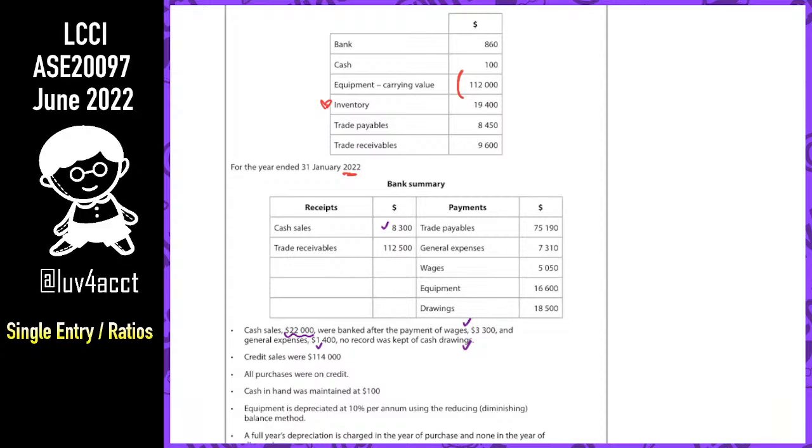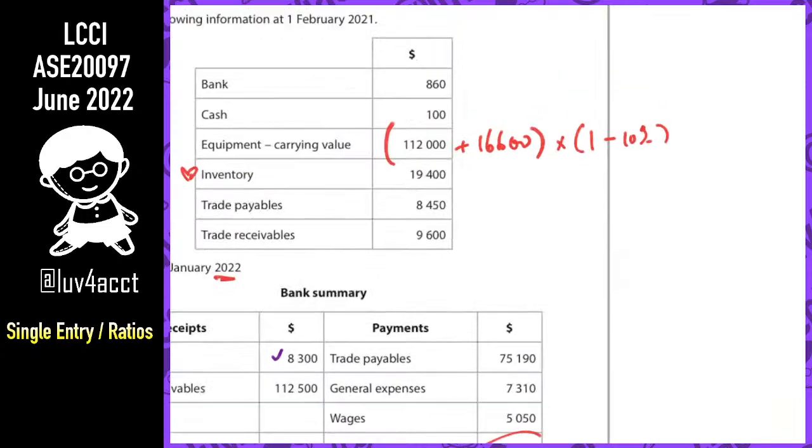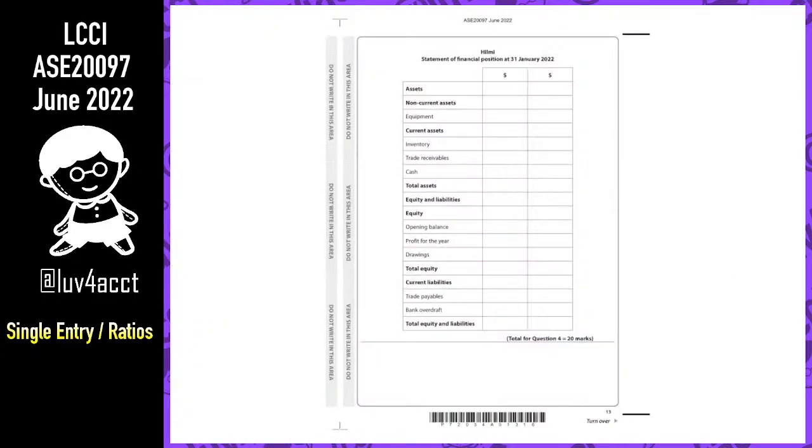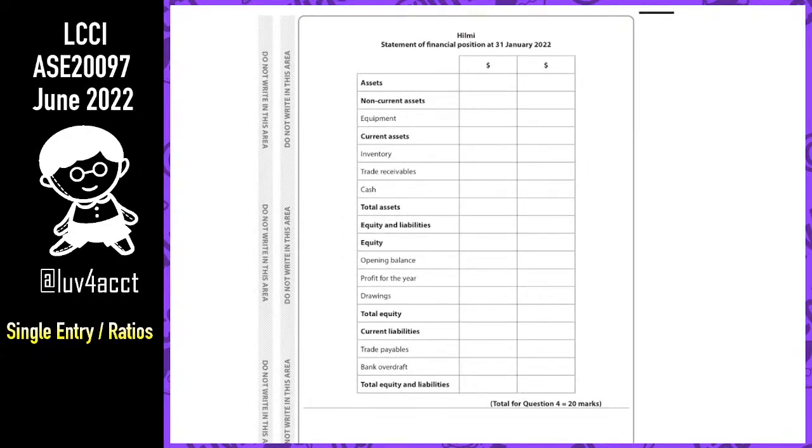Okay, 12,200, we have made purchases of 16,600 here. So this is the purchases, and then it will be depreciated 10%, so the net book value will be 90% of what we have here. 12,200 plus 16,600, at 90%. Okay, we will still have 115,740. Let's go.